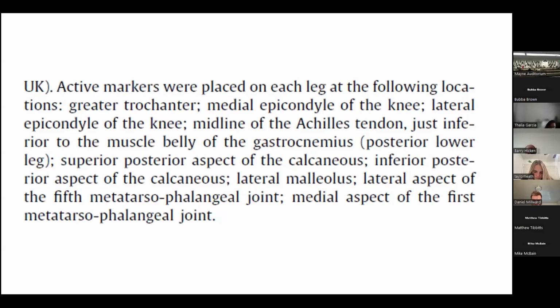Well, individual anatomy can be different, like individual proportions could be different. So what's just inferior to the muscle belly of the gastroc for one person could be very different for somebody else. That is actually a very good point, and I appreciate you put a little more thought into this.